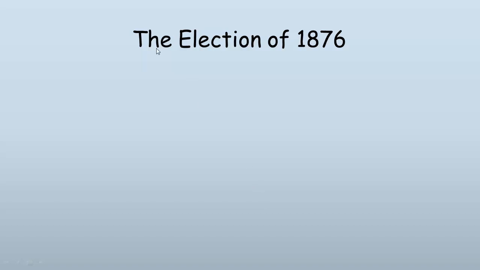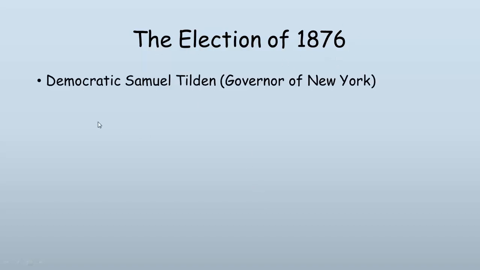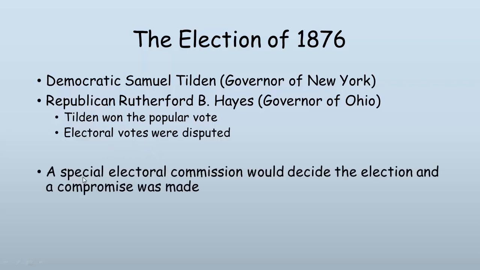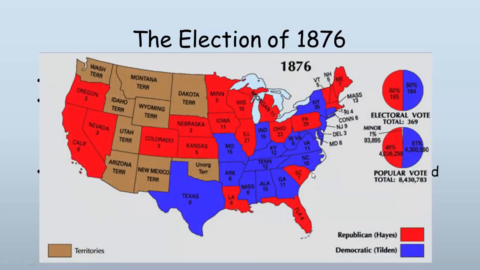So let's take a look at that election of 1876. Two big candidates: the Democratic Samuel Tilden, who was the governor of New York, who got most of his support from the South, and the Republican Rutherford B. Hayes, who was the governor of Ohio. Tilden will win the popular vote, but there's a couple states where the electoral votes are disputed. So Congress creates a special electoral commission to decide the election, and they make a deal. The first thing you have to know is the deal. We'll get to that in a second.